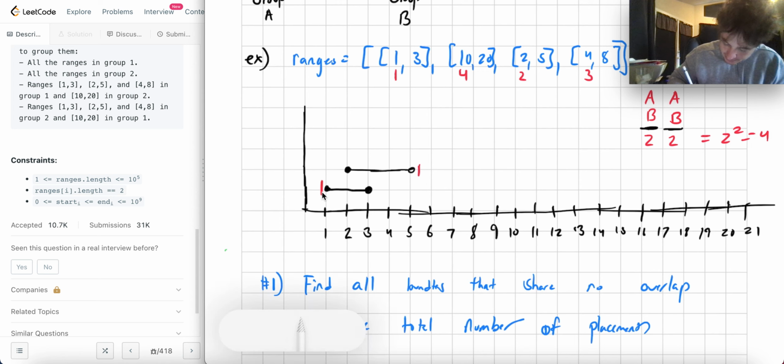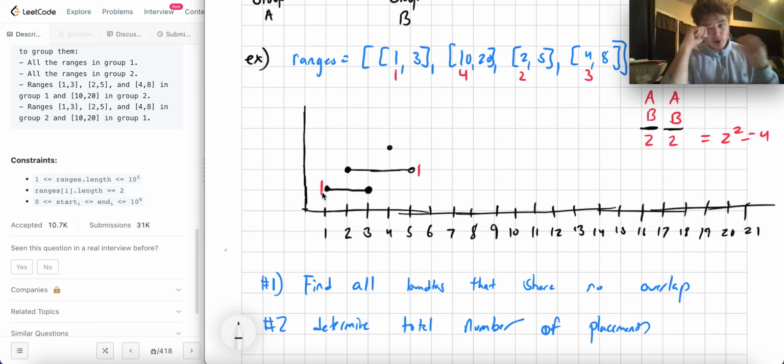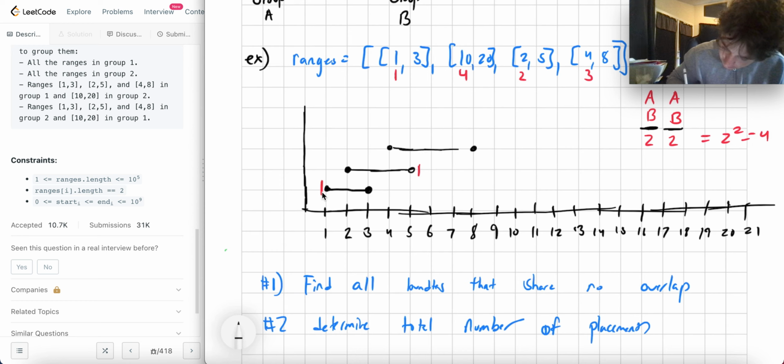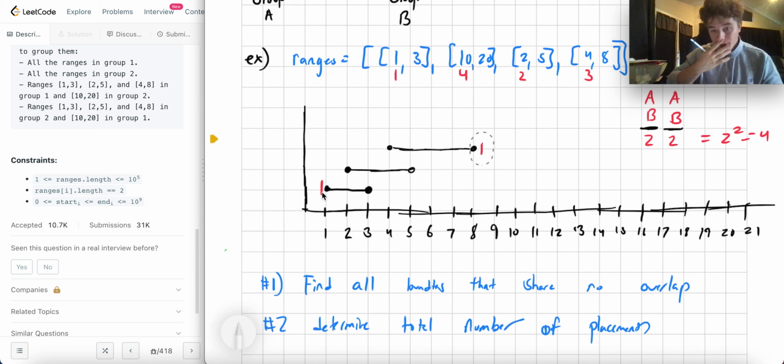The next thing I'll process is 4 to 8, and it's the same situation here, right? The previous thing starts before I start, and it ends after I start, so there's a collision. And since there's a collision, we extend the bundle to here.